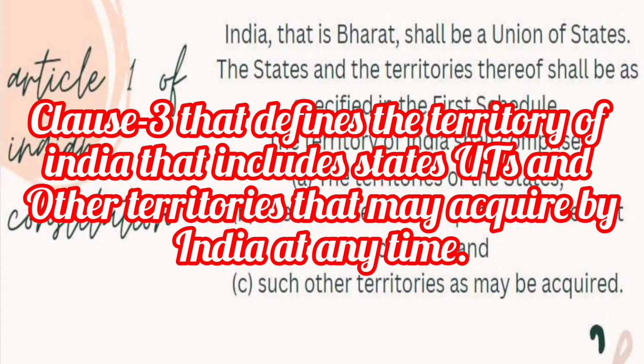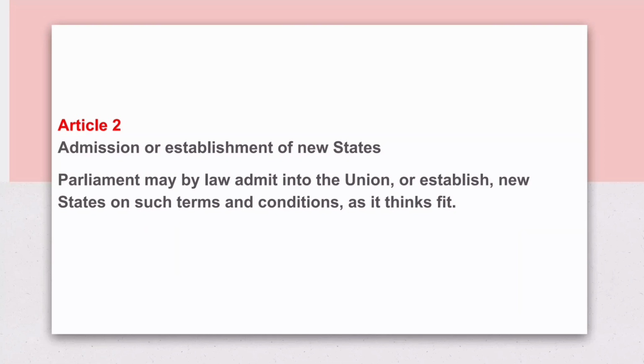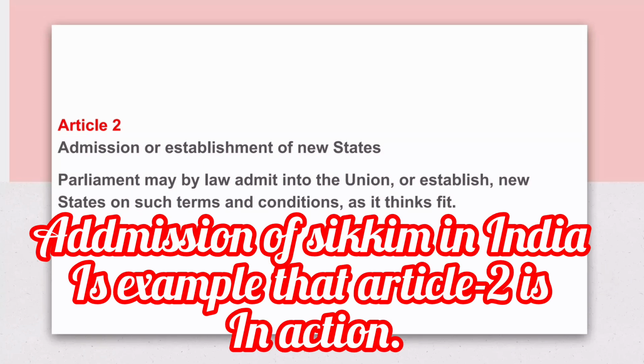India at any time. Now moving toward Article 2, this article gives Parliament power to admit states into the Union and to establish new states. The key thing to remember is that Article 2 deals with territories that are not already part of India. From this article, Parliament has two powers. The first one is to admit an already existing political unit. The second one is to establish a completely new state from new territories. The admission of Sikkim into the Indian Union is a classic example of Article 2 in action.